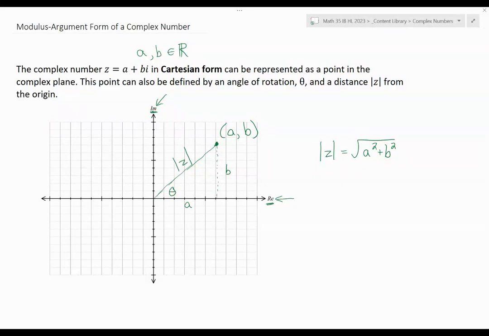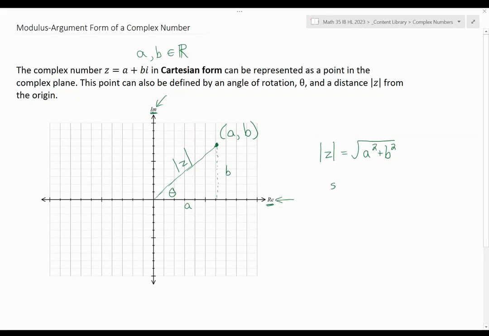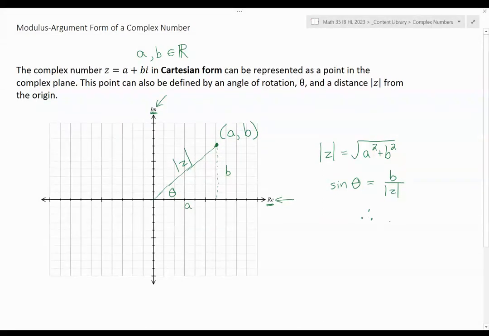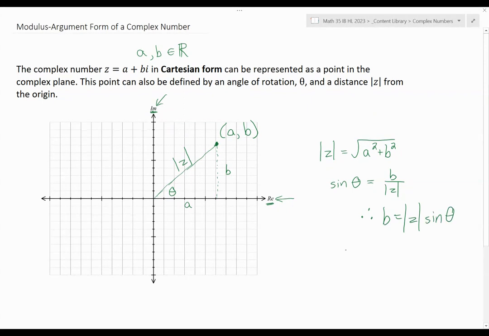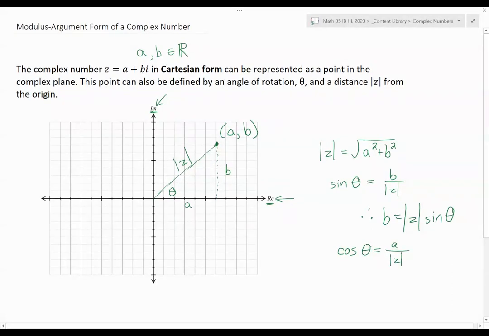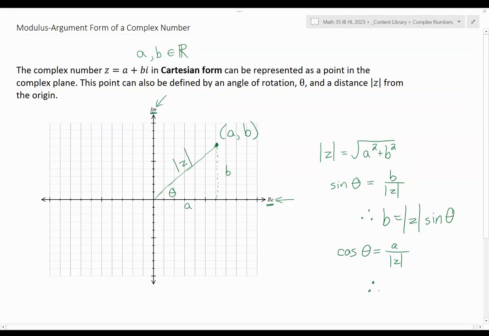What we can also note is that the sine of theta would be b over the modulus of z, which means that b is actually equivalent to the modulus times the sine of the angle. And likewise, the cosine of theta is equal to a over the modulus of z. And this, again, works no matter what quadrant I'm in. Sometimes I'll get a positive a value or a negative a value, but that's still going to be the cosine of the angle. This means that a is the modulus times the cosine of the angle.